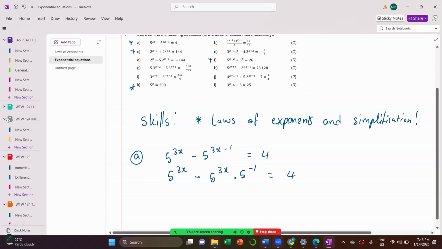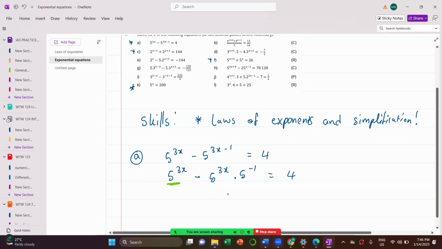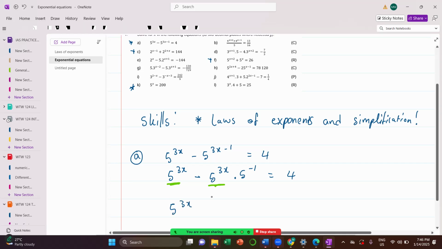Because for me to get this difference or this sum, I had to have multiplied the bases of 5 with these exponents. Are you guys okay? I want you guys to see something. I have 5 to the exponent of 3x, I have 5 to the exponent of 3x, so I can take it out as a highest common factor. So I'm going to have 5 to the exponent of 3x all into, here I'm going to leave 1, and then here I'm going to have minus 5 to the exponent of negative 1, all into the bracket is equal to 4.